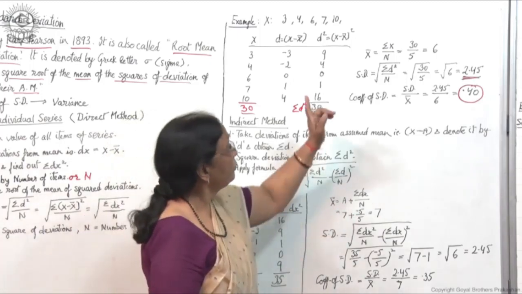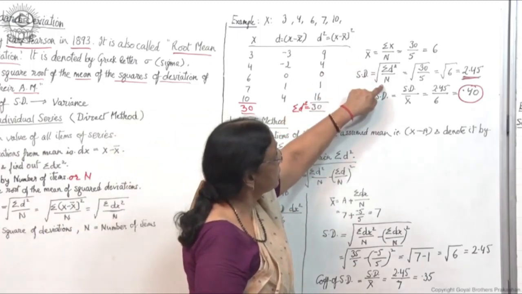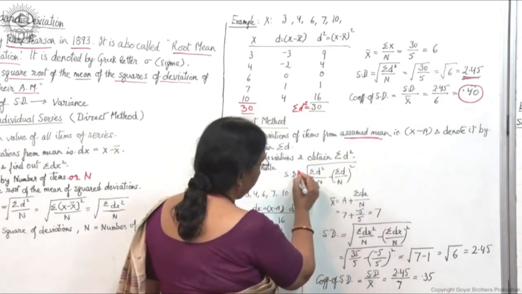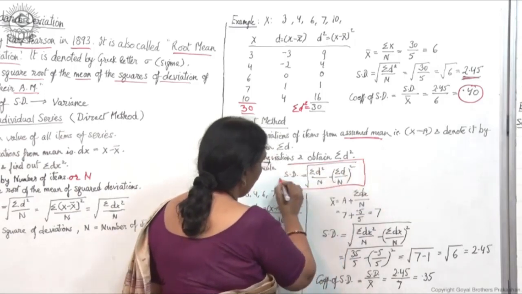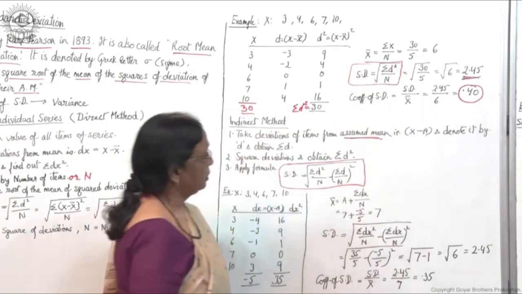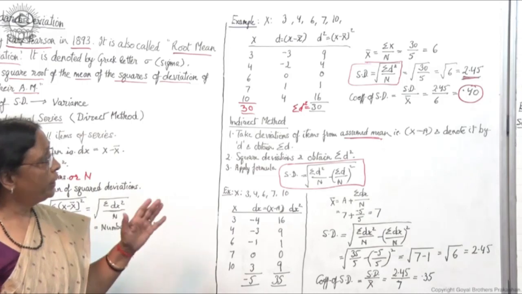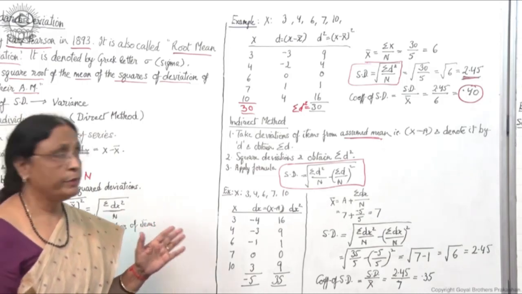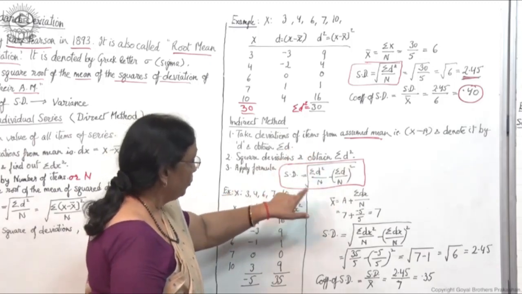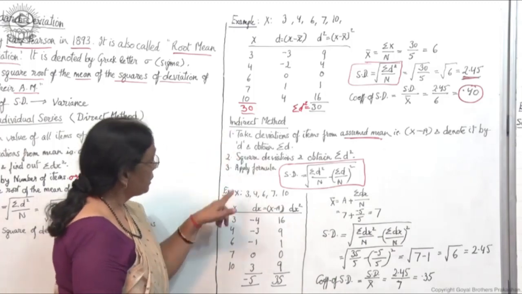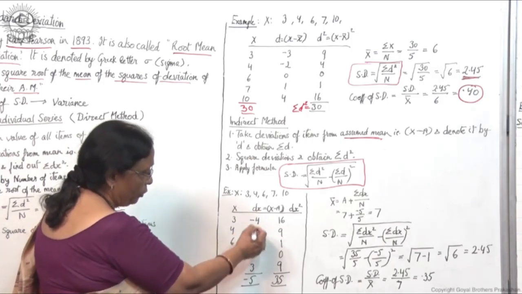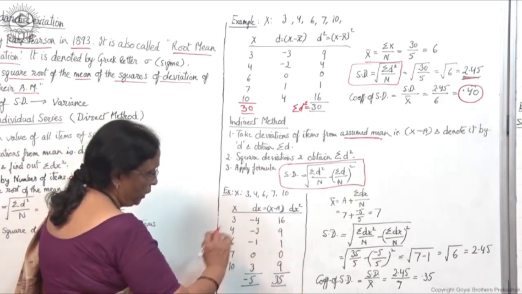So remember that whenever you are taking the actual mean, the formula is this. Whenever you are taking the assumed mean, this is the formula for assumed mean, and this is the formula for actual mean, right? So don't get confused, keep this in mind. Now in the case of assumed mean, this is the formula we are going to apply. Same figures I have taken: 3, 4, 6, 7 and 10. Copy down the figures, take out the deviation from assumed mean and do the square.